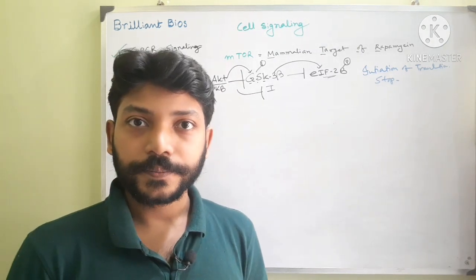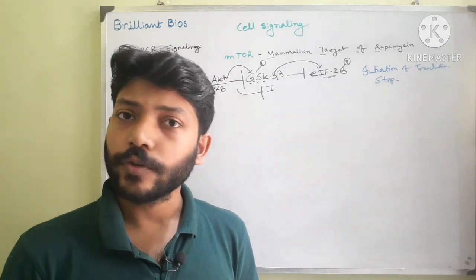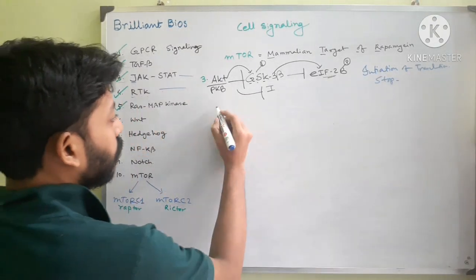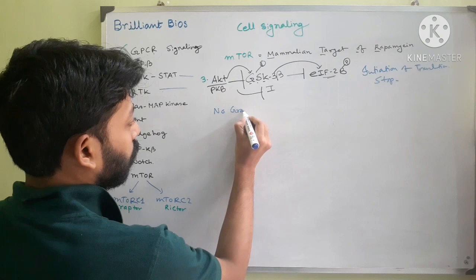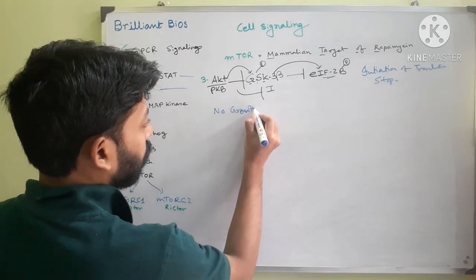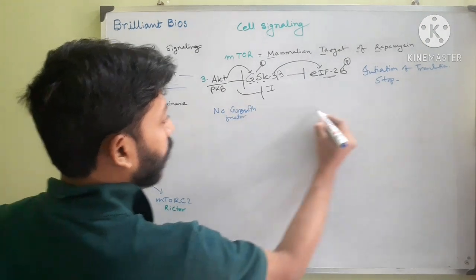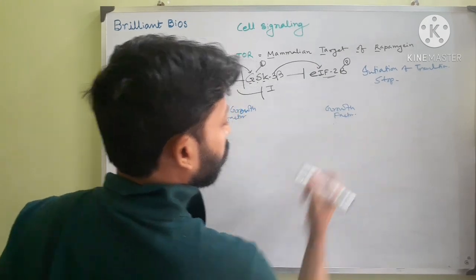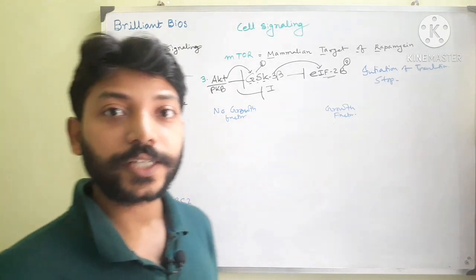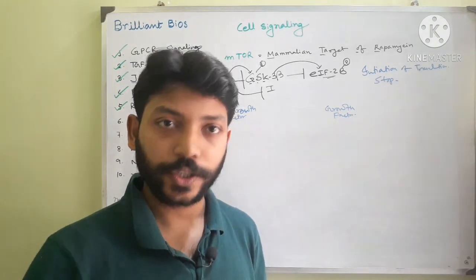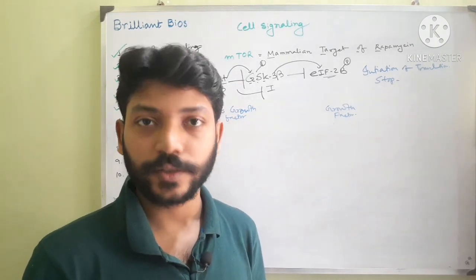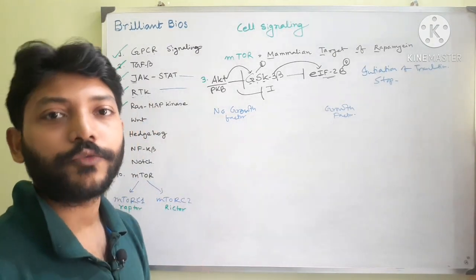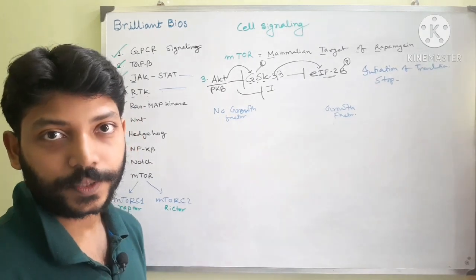The thing is here, when there is no growth factor, you have to understand this. And when there is growth factor, I have mentioned that growth factor can initiate the RTK pathway, then RTK binds with the receptor, binds with Pi3 kinase, then the signaling occurs. But how this is related with the mTOR pathway, I will tell you.